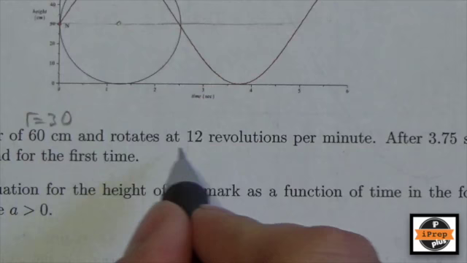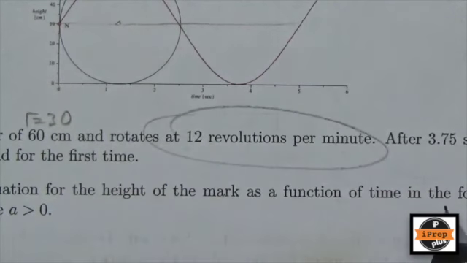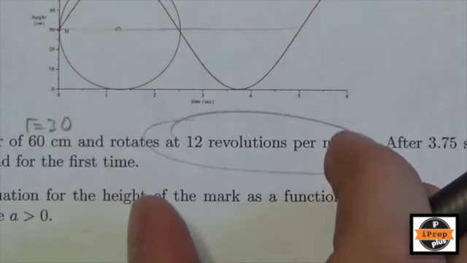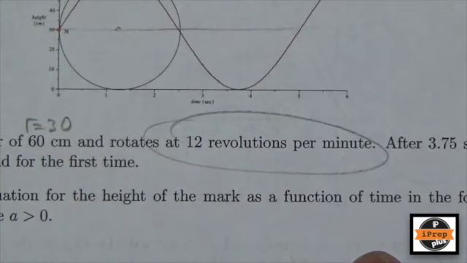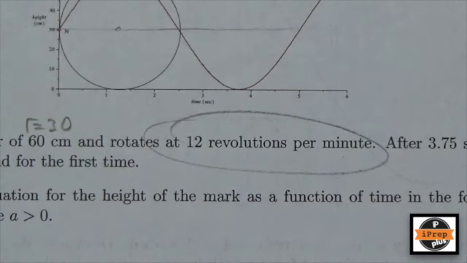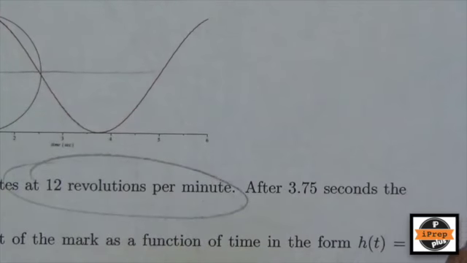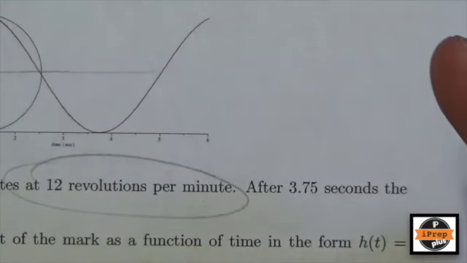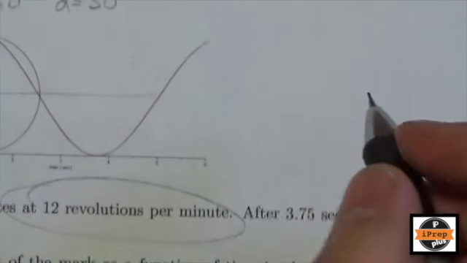The other bit of information that you're given is that it rotates at 12 revolutions per minute. I've watched a lot of students get thrown off by what this means. Let's just think about this. I want to know what the period of this motion is. By the way, this is not moving very fast. But anyway, 12 revolutions per minute means the tire is going all the way around 12 times in a 60-second interval. So let's just think of that.